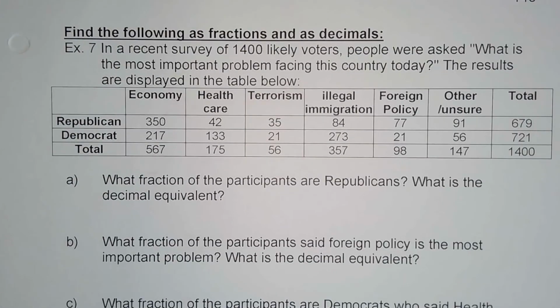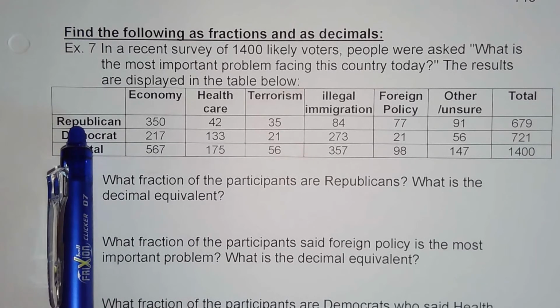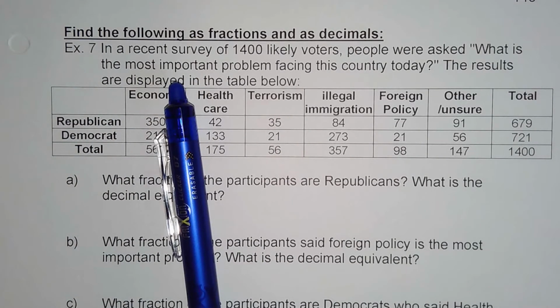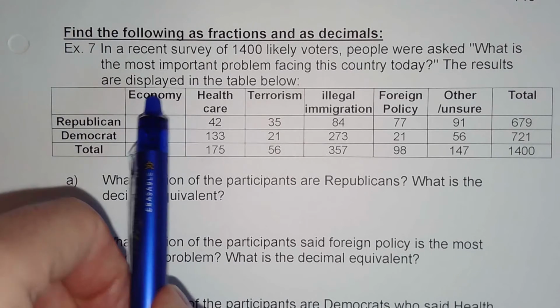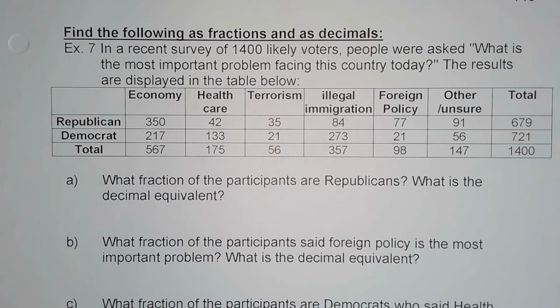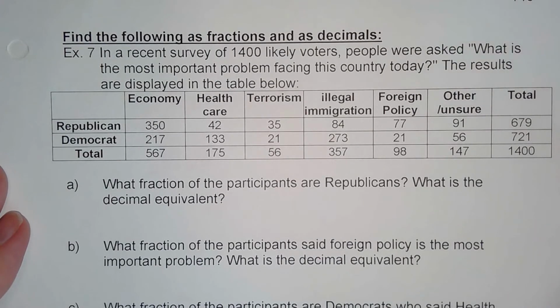So here they want us to find the following as fractions and as decimals. In a recent survey of 1,400 likely voters, people were asked, what is the most important problem facing this country today? The results are displayed in the table below. So we got some categories: Republican, Democrat, total, and then we have our different policies here, or issues: economics, healthcare, tourism, illegal immigration, foreign policy, other unsure, and then our total here. So the first question says, what fraction of the participants are Republicans?